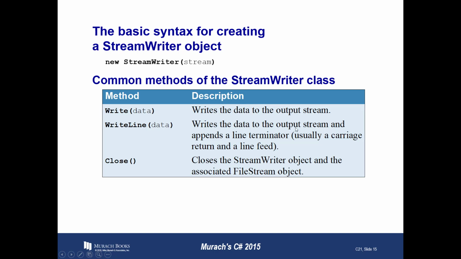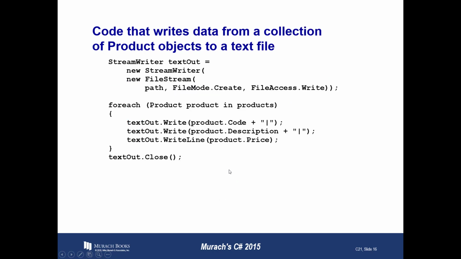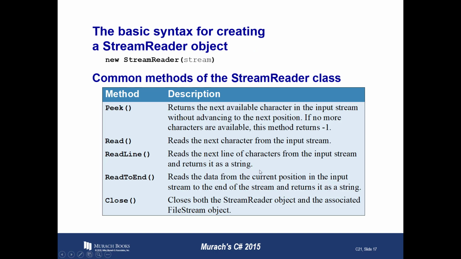So here are some methods of the StreamWriter. Write writes the data to the output stream and keeps the cursor on that line. WriteLine moves the cursor to a new line after writing a line. And Close. So that was a little bit on stream writing.